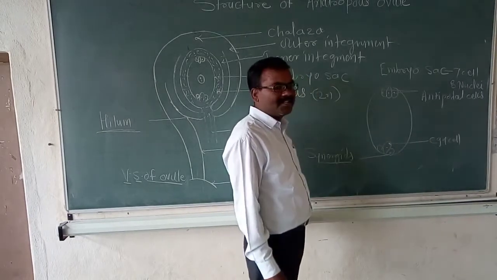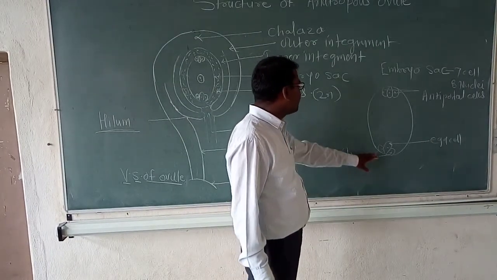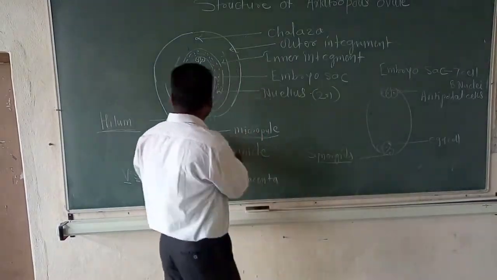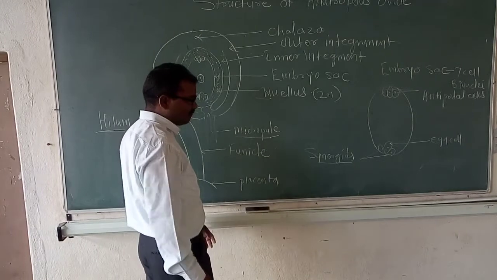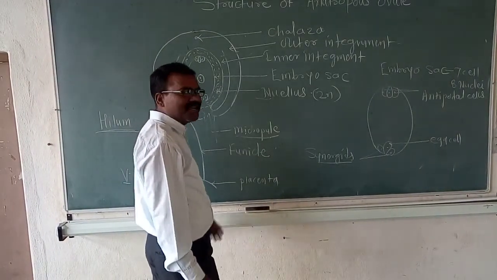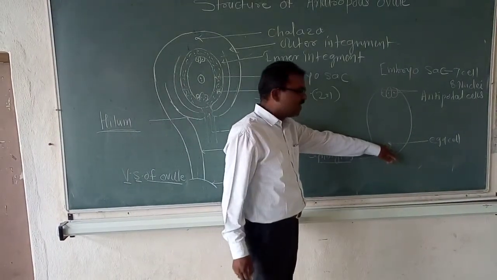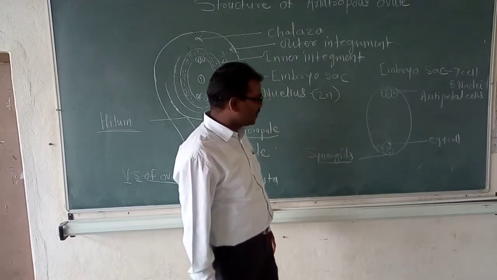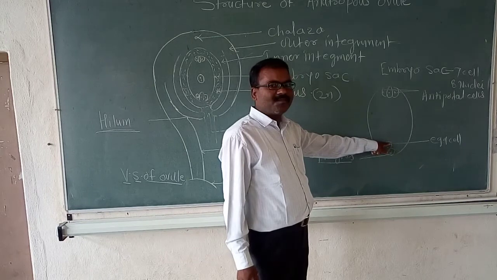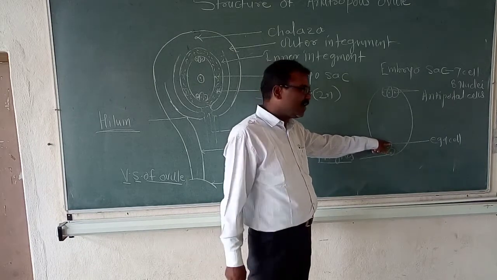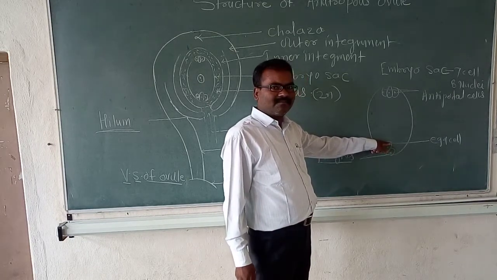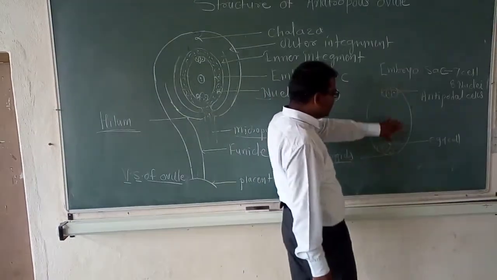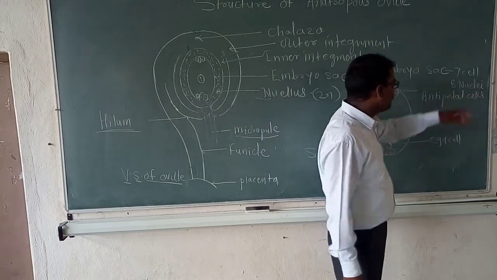What is the function of synergids? Synergids allow the pollen tube to enter during fertilization, and also guide the male gamete to fuse with the egg and secondary nucleus. And what is the function of the egg cell? It takes part in fertilization and formation of the zygote. These are the 6 cells. Actually, there are 7 cells.